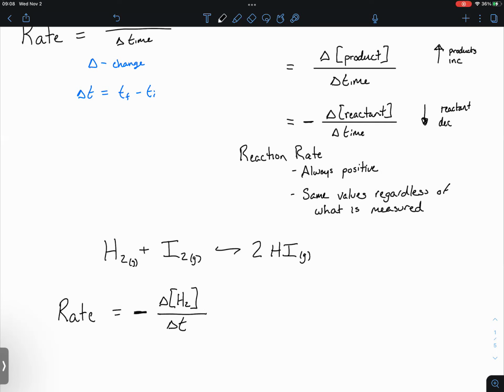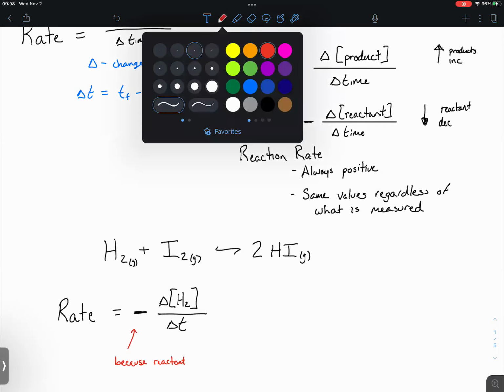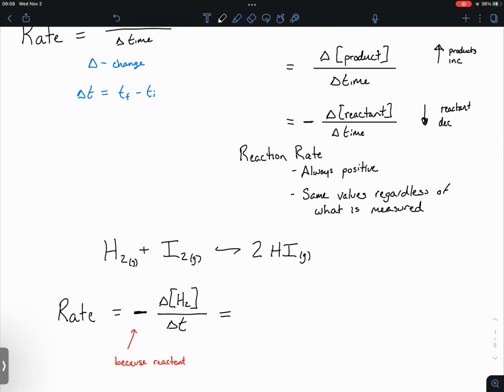All right. So again, because I'm going to measure something on the reactant side, I have to multiply it by -1 because it's a reactant. Or I could measure the amount of product that's produced in the reaction. So the change in my HI concentration over the change in time. This is a product, so I'm not going to have to multiply it by -1.